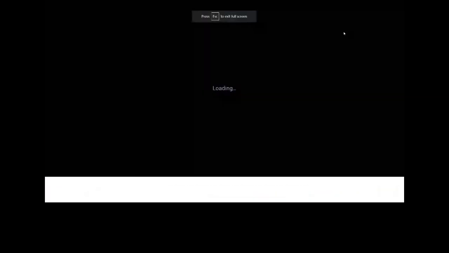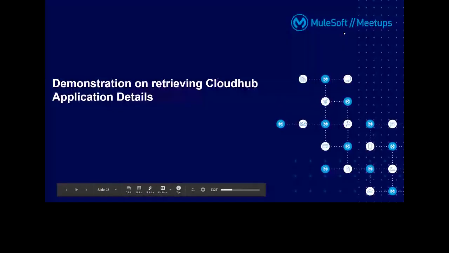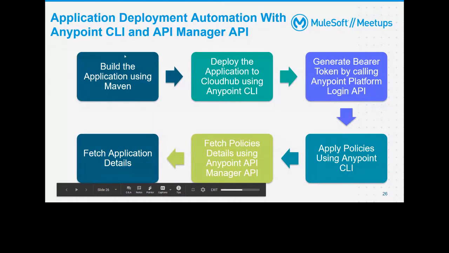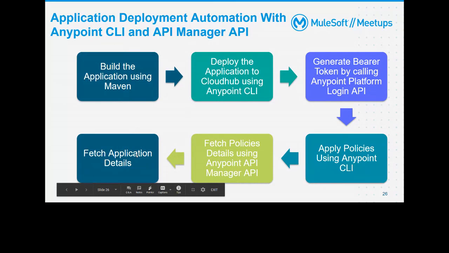So let me go into presentation mode. Okay, so now we will see some demonstration. We will use a mix of your Anypoint CLI and the API Manager API, and we will merge both together to do this particular operation. We will build the application using Maven. We will deploy the application to CloudHub using Anypoint CLI. We will generate the bearer token by calling the Anypoint Platform login API. We will fetch the application detail.